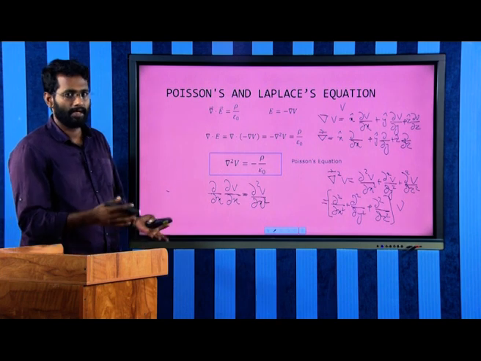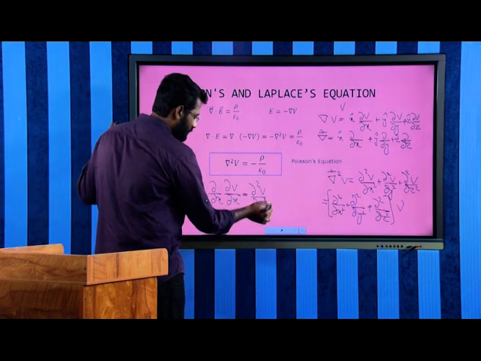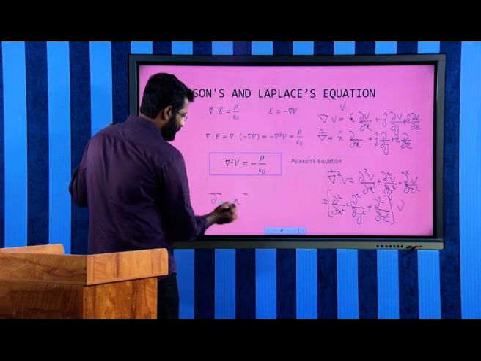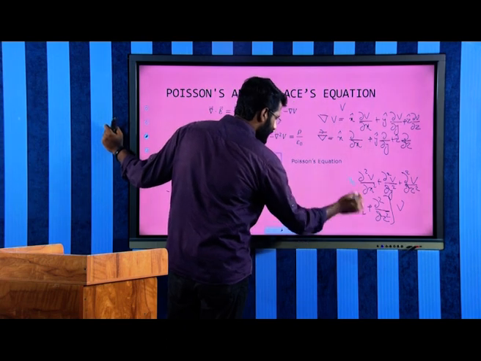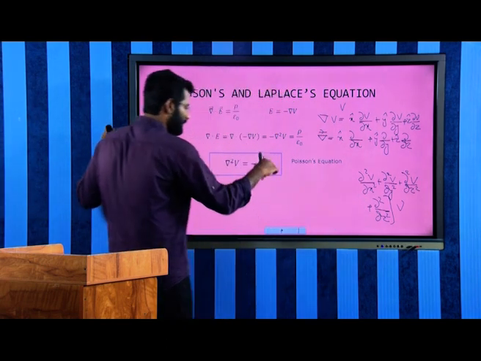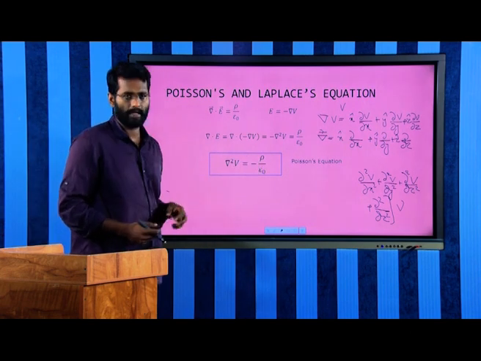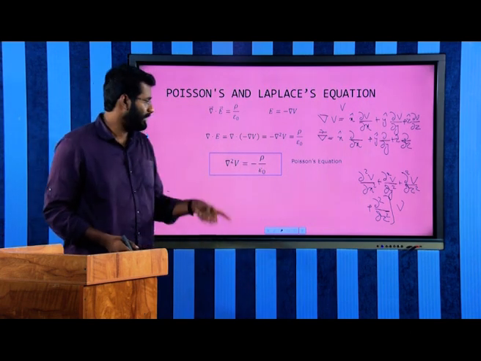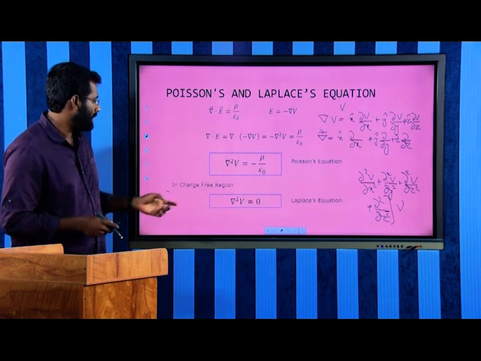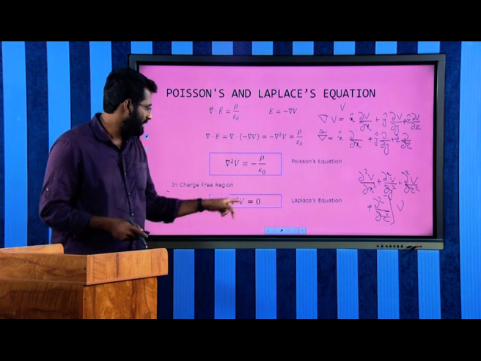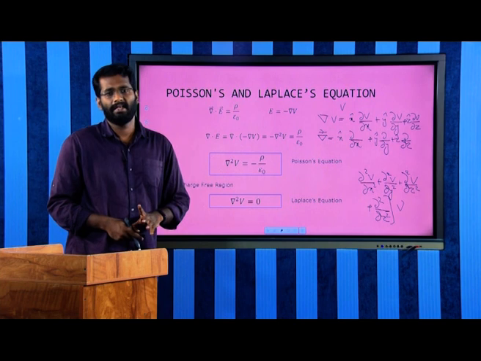We can use some other techniques for that, and we can reduce this equation to another equation that is called the Laplace's equation. For a region where there is a charge density rho, this is the equation, and there are places where there is no charge but there can be field. In such cases, for a charge free region, the right side becomes 0 and del square V is equal to 0. That is called the Laplace's equation.